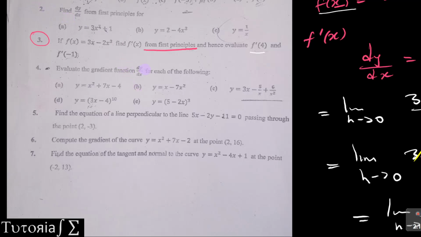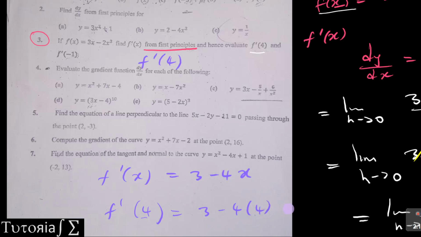Okay, so f prime of 4, basically we do have f prime of x, which is equal to 3 minus 4x, and for f prime of 4 we will be replacing x with 4. So f prime of 4 is equal to, where there is x, we put 4. So this will be 3 minus 4 times 4, which will be equal to 3 minus 16, that is negative 13.